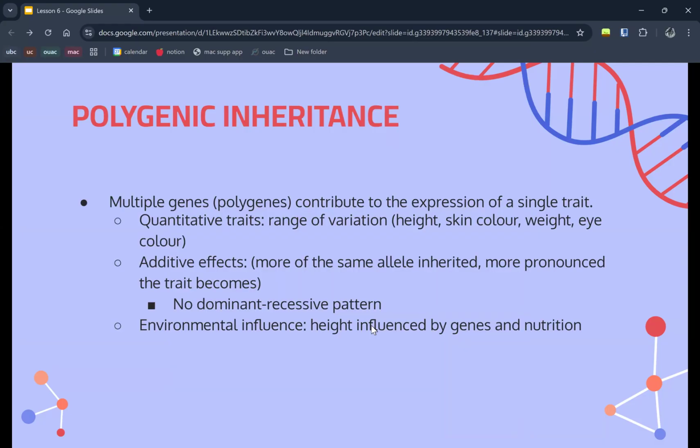Polygenic inheritance. Polygenic inheritance is a type of inheritance where multiple genes, which are often called polygenes, contribute to the expression of a single trait. Instead of being controlled by a single gene with 2 possible alleles, like we were looking at with those Punnett squares and Mendelian inheritance, polygenic traits are influenced by several genes, and each of those genes has a small additive effect on the phenotype. Traits controlled by polygenic inheritance usually show a range of continuous variation rather than distinct categories. For example, when we were looking at Mendelian inheritance, it's either you have blue eyes or you have brown eyes.